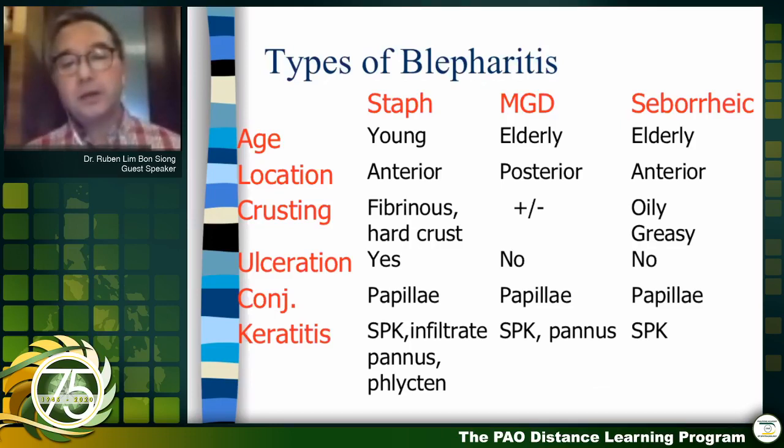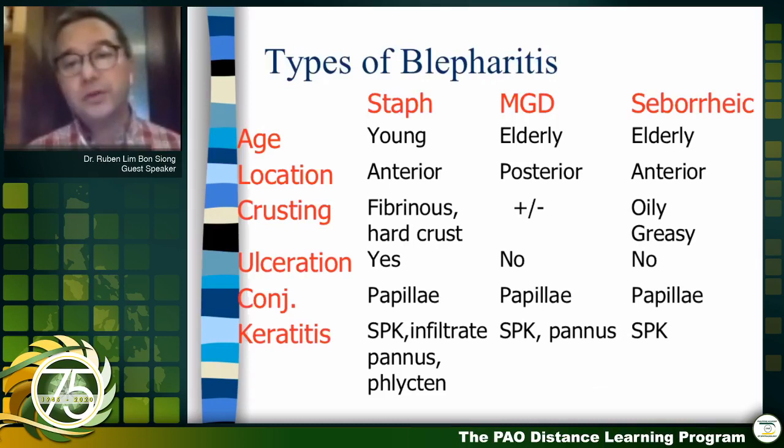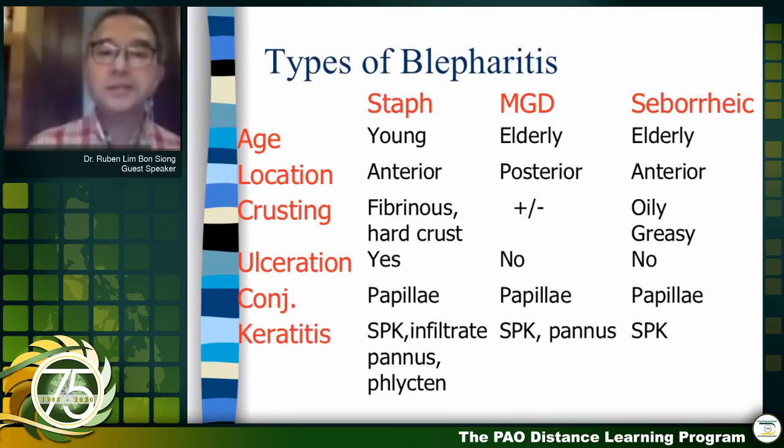On the cornea, Staph is the worst, with the most complications, like superficial punctate keratitis, marginal infiltrate, pannus formation, phlyctenules, corneal thinning, and actual rupture, even marginal ulcers. In MGD, it can show some inferior punctate keratitis, and pannus formation in chronic cases. Likewise in Seborrhea. If you have blepharitis, usually the staining is located at the inferior third. On telemedicine, you can't see that, but if you have access to a slit lamp, you can do a stain, then look for inferior punctate staining.